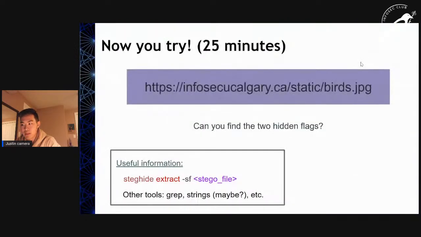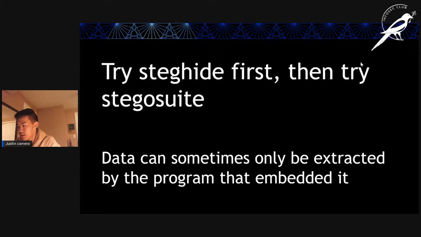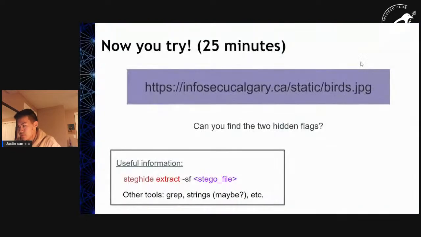But this brings us to our first challenge. I guess I should mention, for the challenge, StegHide should work. You probably won't need StegoSuite, but you can try it anyway if you're curious. This is our challenge here. So visit the link to download an image file, birds.jpg, and there will be 2 hidden flags within here. So see if you can find them. I'm just going to paste the link into the chat right now.